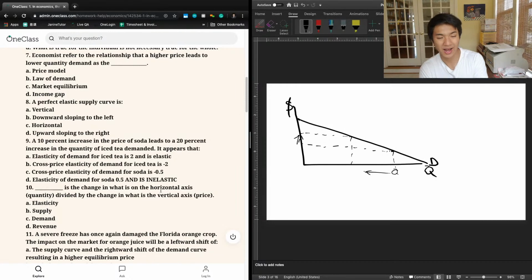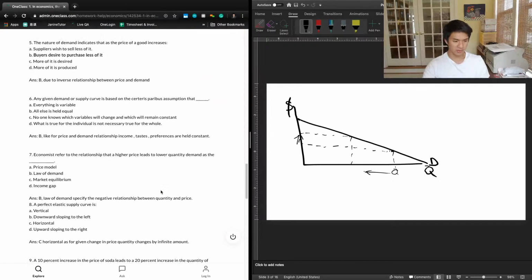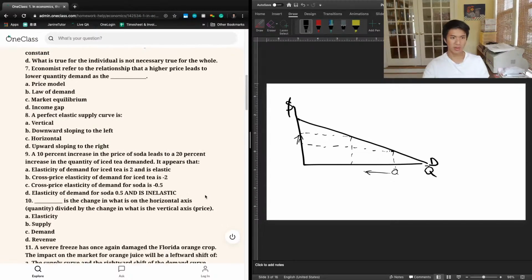Economists refer to a relationship that a higher price leads to a lower quantity demanded as the A, price model, B, law of demand, C, market equilibrium, or D, income gap. And again, what we're looking at here is something fundamental to economics. The inverse relationship between quantity demanded and price is referred to as the law of demand, which tells us that relationship. And so B is going to be the best answer here. We can check the previous tutor's answer, and they're also saying the law of demand specifies a negative relationship between quantity and price. Great, let's move on to question 8.